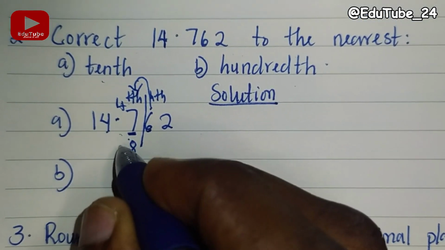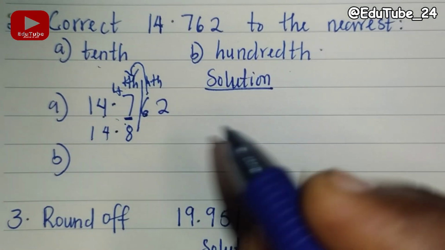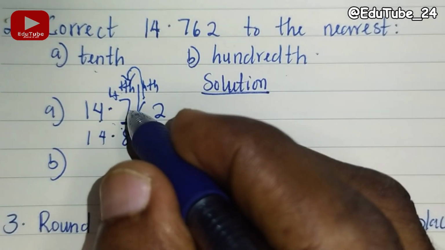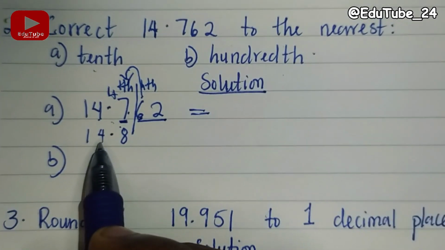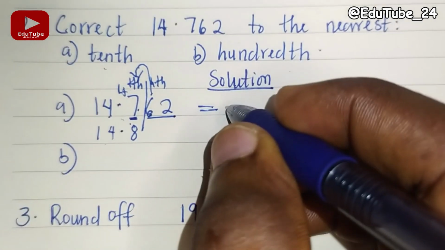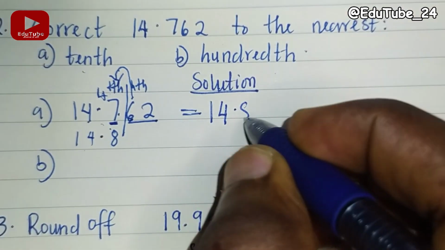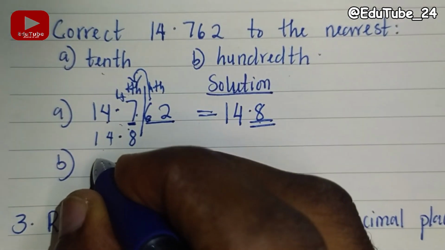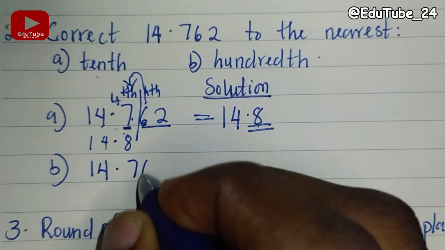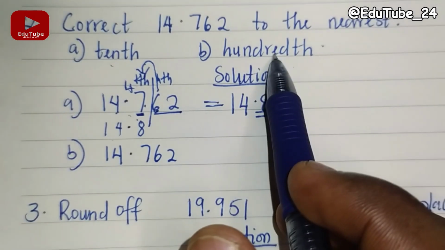So I'm going to put my point and write the 4 and write the 1. So the rest of the number after my 10th place value will be evaluated to nothing, or to 0. So my answer, my approximation, is 14.8, to the nearest 10th.